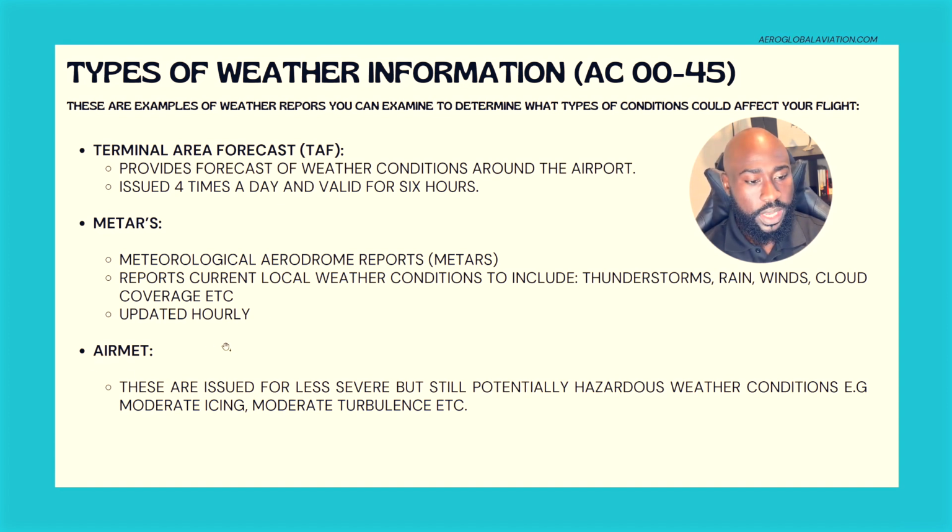The next one is the AIRMET. AIRMETs are typically issued for less severe but potentially hazardous weather conditions. For example, if you have moderate icing or moderate turbulence, they issue AIRMETs for these things. So these are conditions that affect small aircraft. An AIRMET would typically not affect a big aircraft.